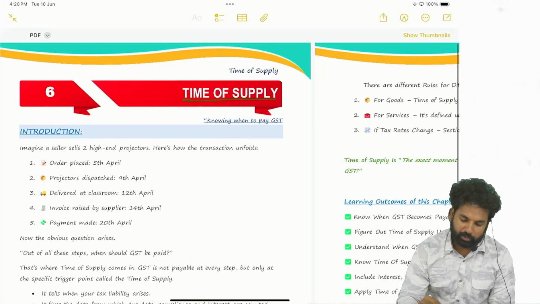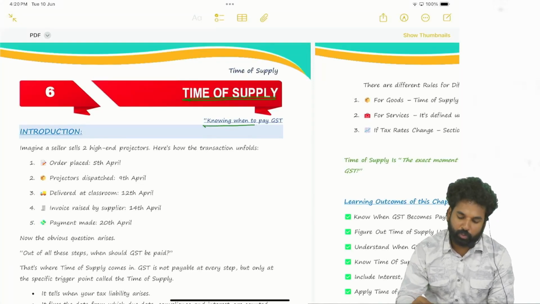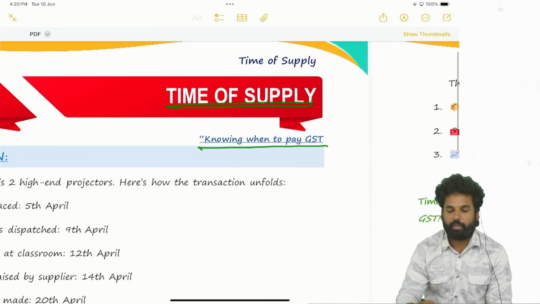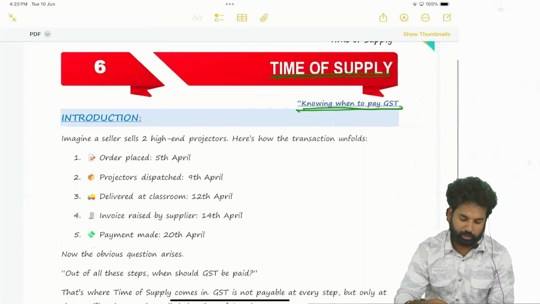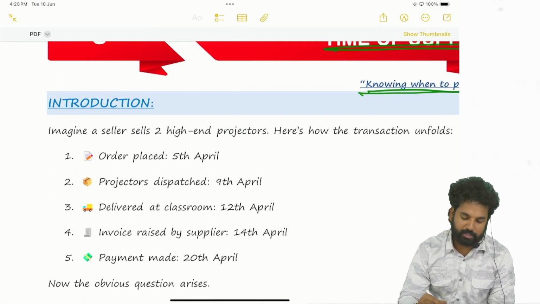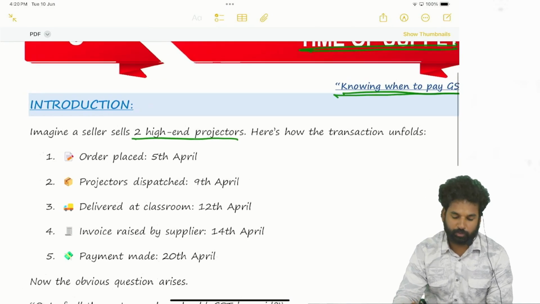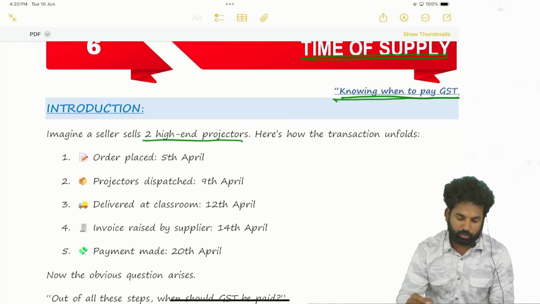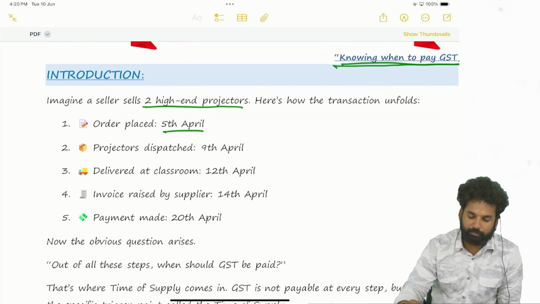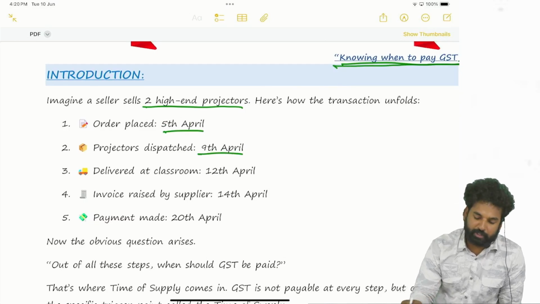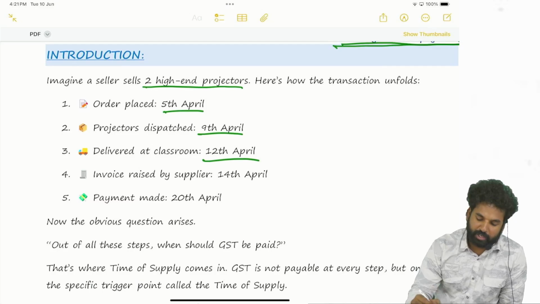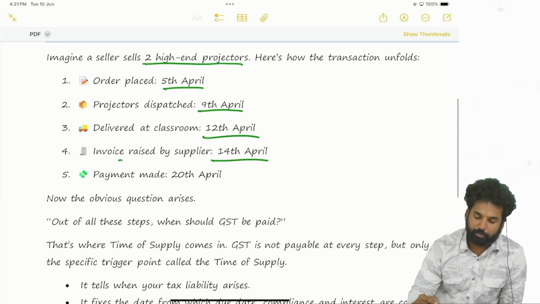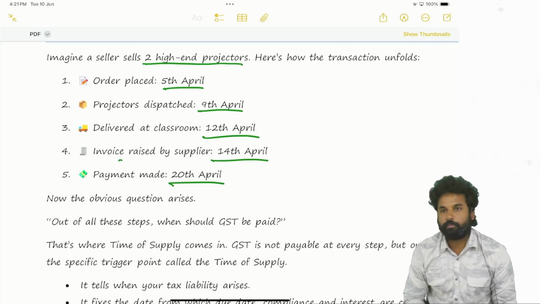Now see, we have an introduction here. Time of supply means knowing when to pay GST. Imagine a seller sells two high-end projectors. Here is how the transaction unfolds. Order placed on 5th April. Projectors dispatched on 9th April. Delivered at the classroom on 12th April. Invoice raised by the supplier on 14th April. Payment made on 20th April.